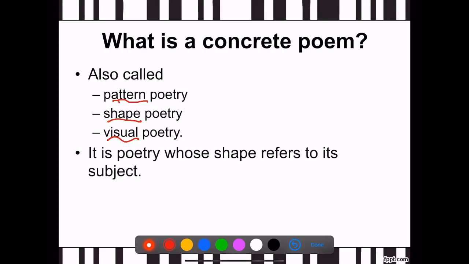Which is why concrete poem is poetry whose shape refers to its subject. So not only that, if you want to create a poem, you just write about trees, and then you put words together in 5 lines, and then that's it. You call it a concrete poem? No. You have to imagine the shape of your poem, how you want to put those words in the form or shape that will reflect your subject matter.